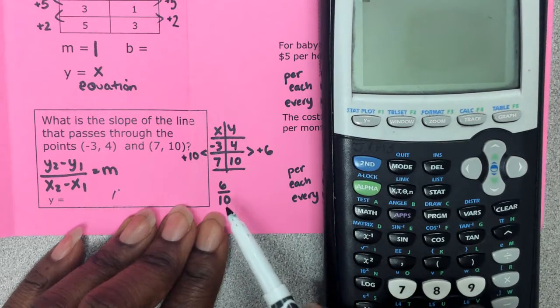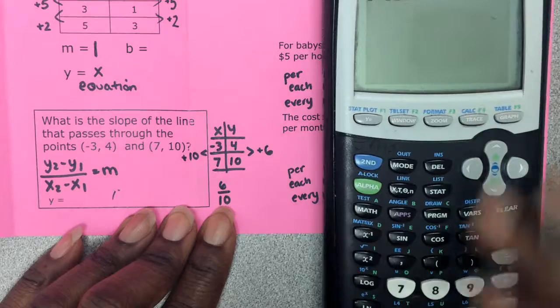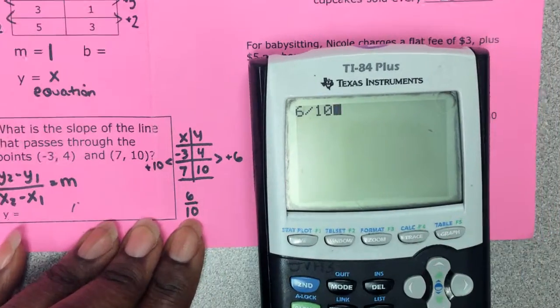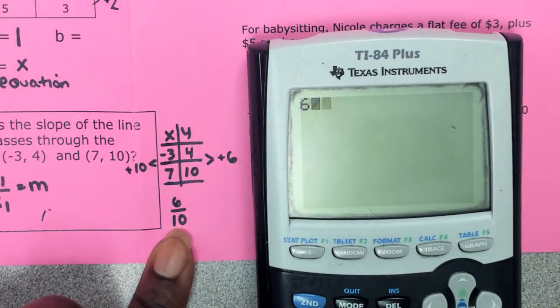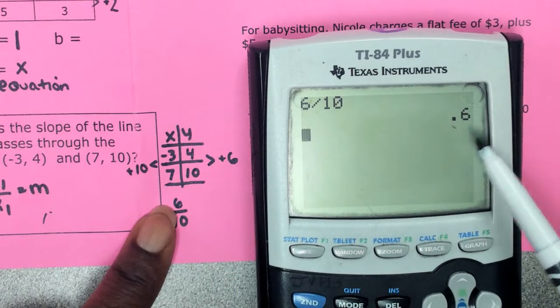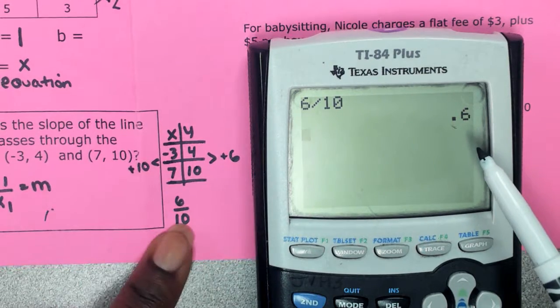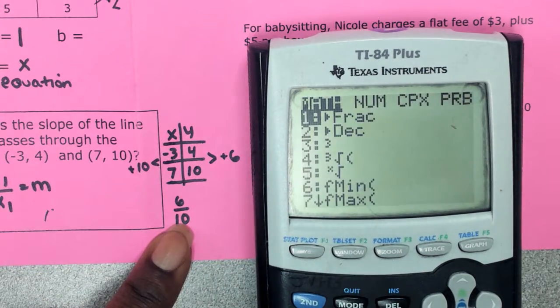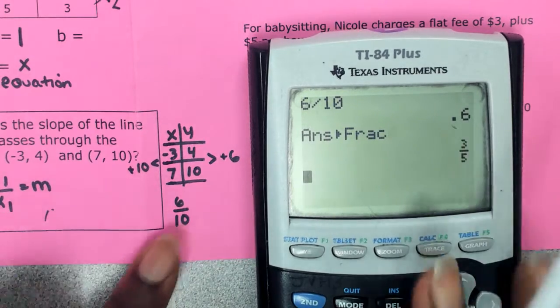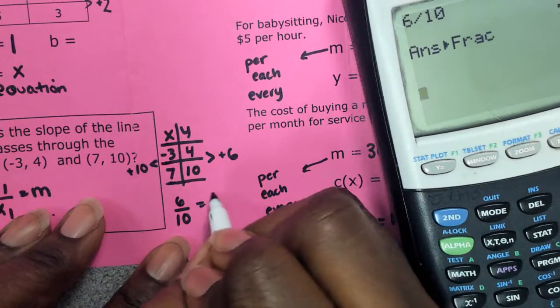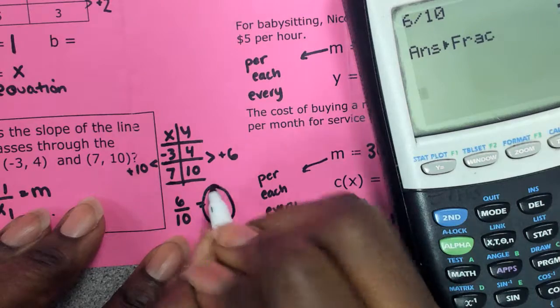So remember, the way to reduce it is to put it in the calculator. I'm going to show you both ways. So you can put it in there as 6 divided by 10. Press enter. You get a decimal. Slopes cannot be decimal, so press math, enter, enter, and get the reduced fraction, which would be 3 over 5.